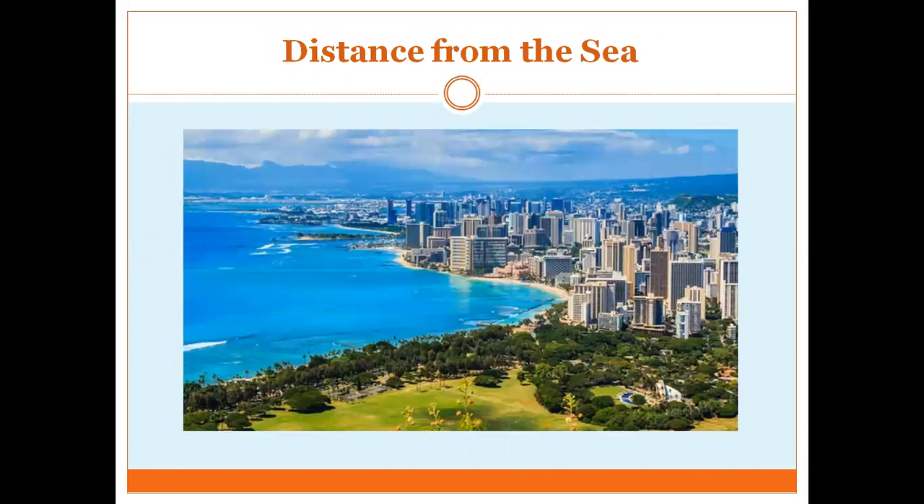Okay, look at this picture, students. This shows you the coastal areas. You can see here all these places near the coastline are called the coastal areas, and generally their climate is moderate. They experience moderate climate.